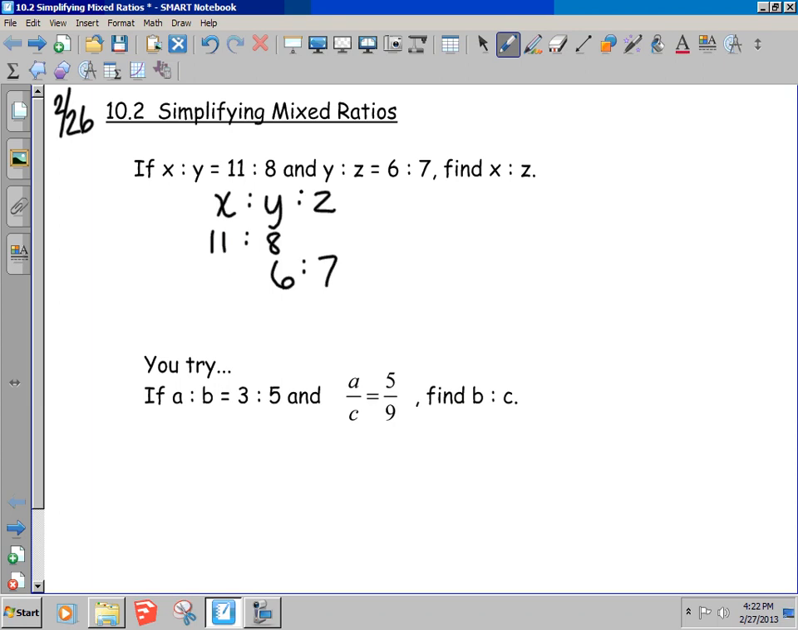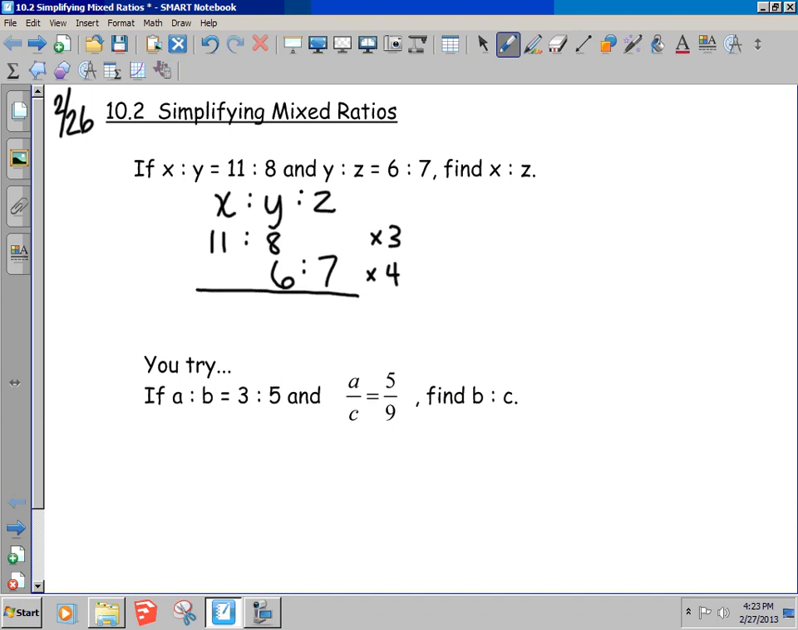So the thing to do here is to look at the y and figure out what's a common multiple of 8 and 6. Use that to change these ratios so that they are linked together. So when I look at y having 8 parts in the first ratio and 6 parts in the second ratio, I can say to myself, well, a common multiple of 8 and 6 is 24. So what I can do is I can say I'm going to multiply this first ratio here, both parts of it, by 3. And the second ratio here, I'm going to multiply it by 4.